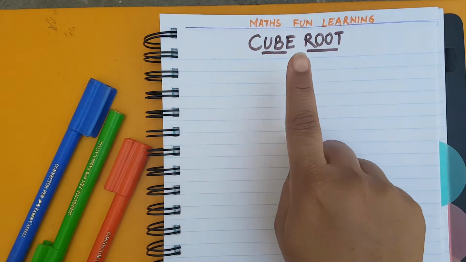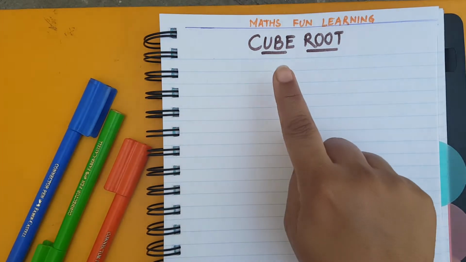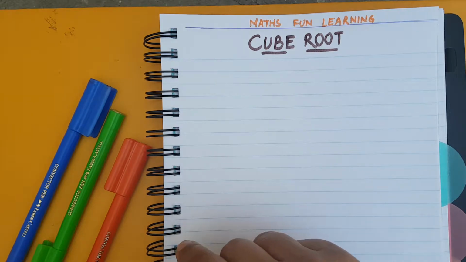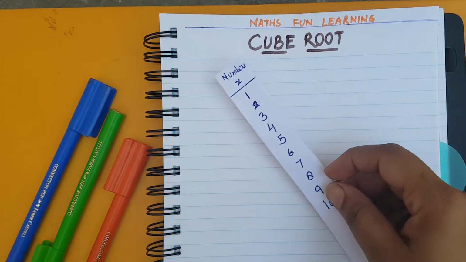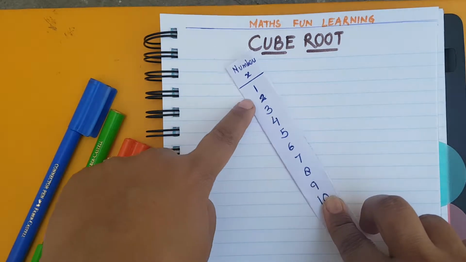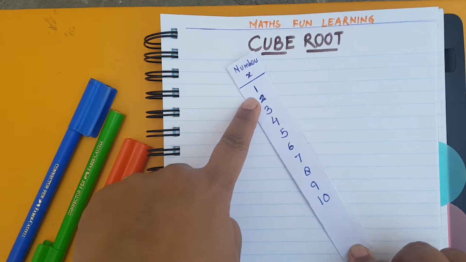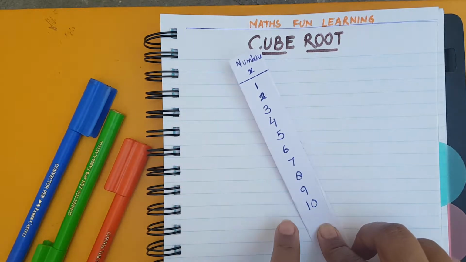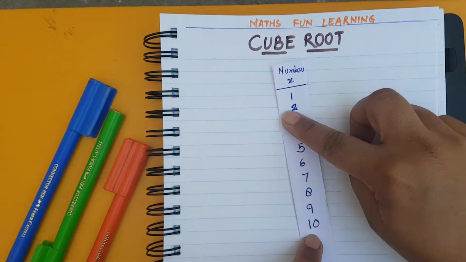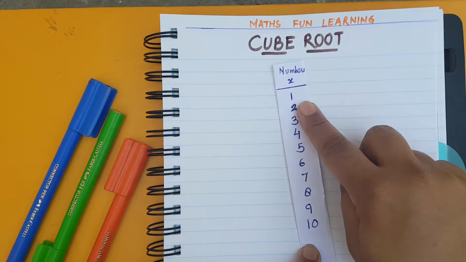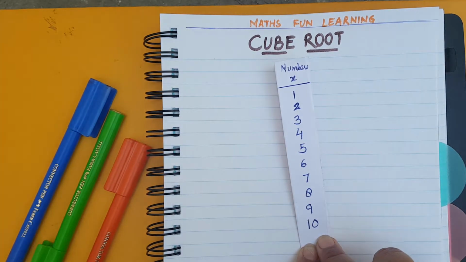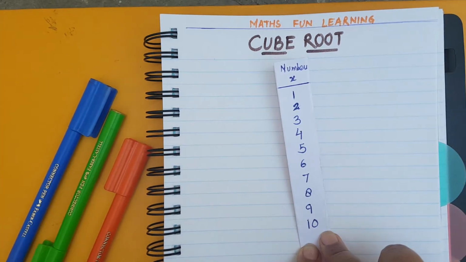For solving this cube root, you need a magic wand. Yes, I made one magic wand with the help of a paper. Look, you can also make this magic wand. Let's take a strip of paper, and here you have to write down the numbers from 1 to 10 as I write it here.